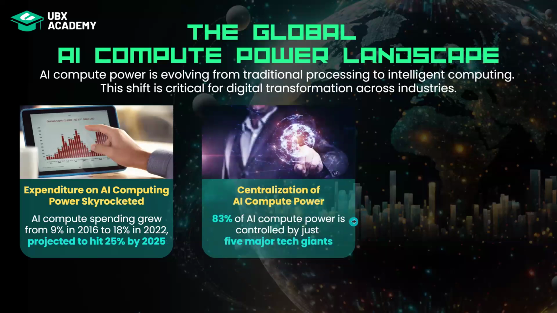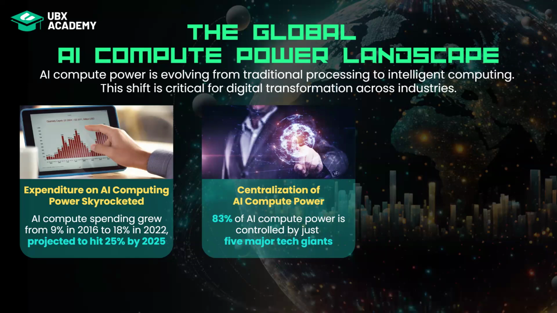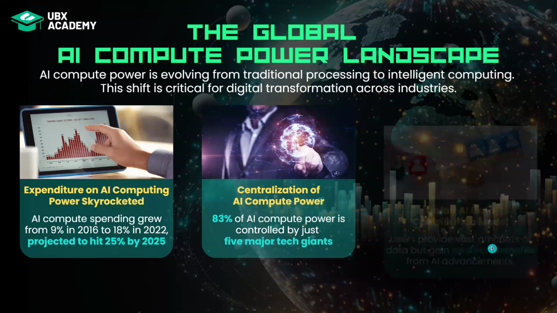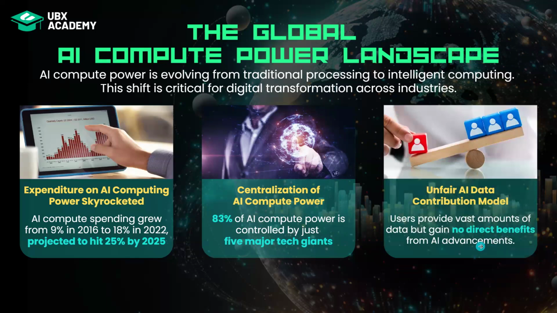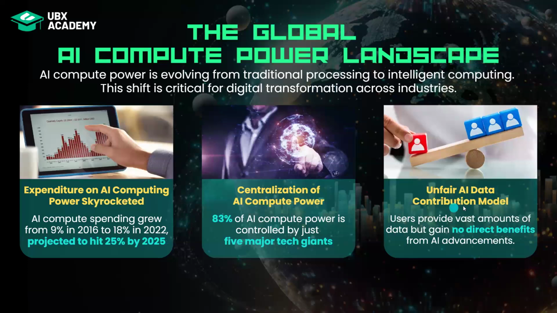And centralization of AI compute power, like I mentioned before, is all controlled by the 5 major tech companies: Amazon, Google, NVIDIA, Intel, IBM, all these tech companies. And there's an unfair data contribution model. Traditionally, they don't give you any benefit for using your compute power. But with blockchain plus AI, you get rewards from the blockchain AI company for contributing your devices.